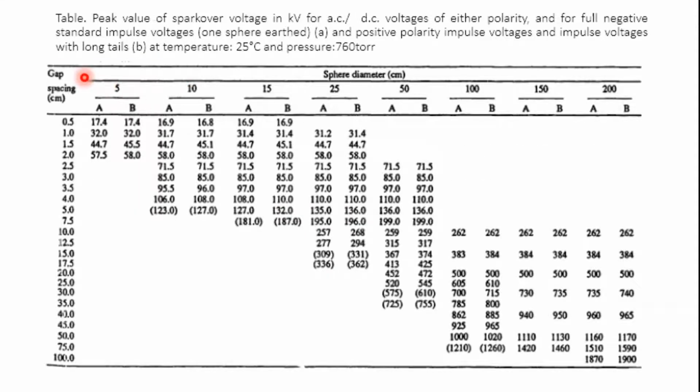This table will give the different sets of values of A and B for different sphere diameters like 5, 10, 15, 25. So depending upon the spacing, you can select the A and B values.